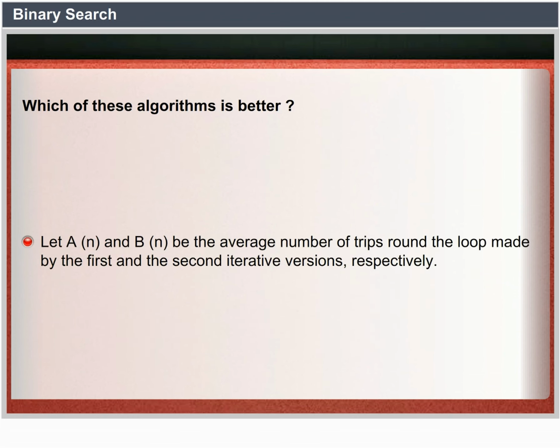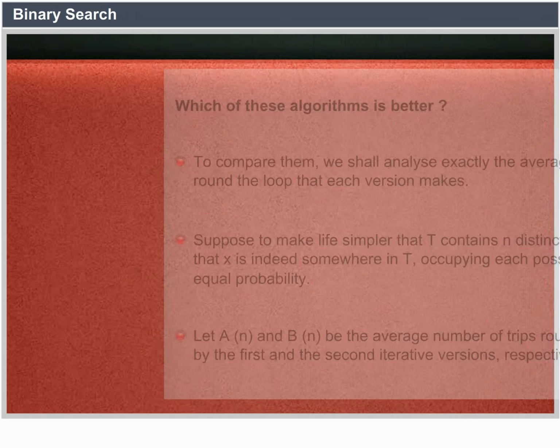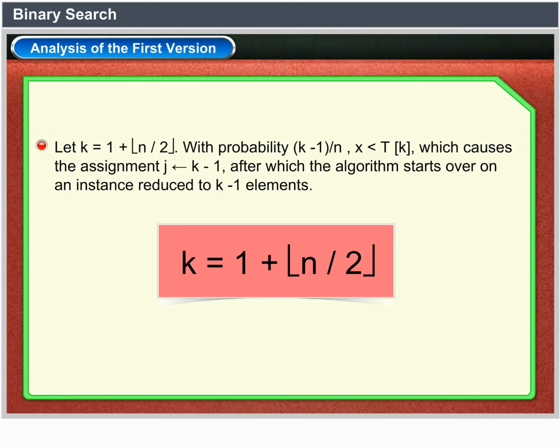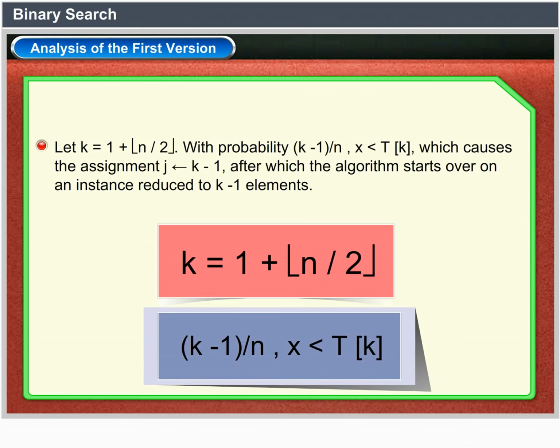Let A(n) and B(n) be the average number of trips round the loop made by the first and the second iterative versions, respectively. Analysis of the first version. Let k equal 1 plus floor of n by 2. With probability (k-1)/n, x < T[k], which causes the assignment j gets k-1, after which the algorithm starts over on an instance reduced to k-1 elements.